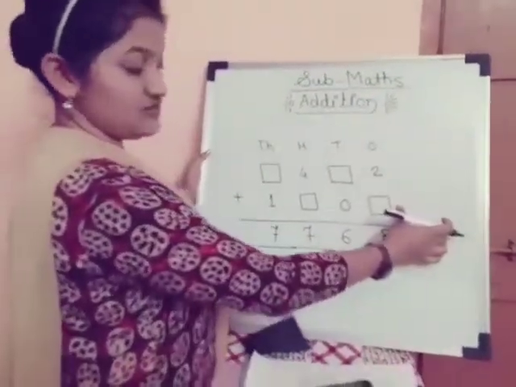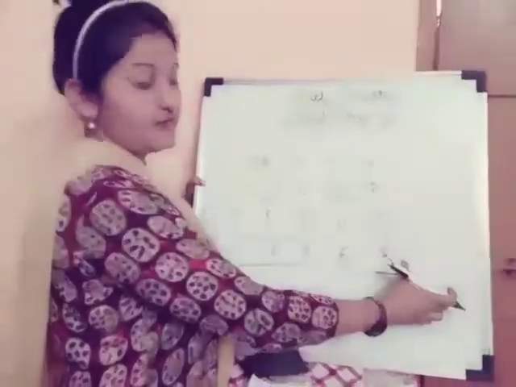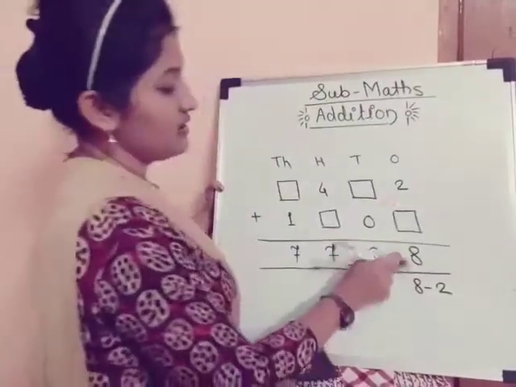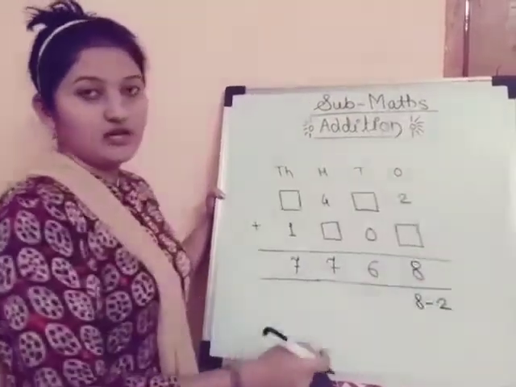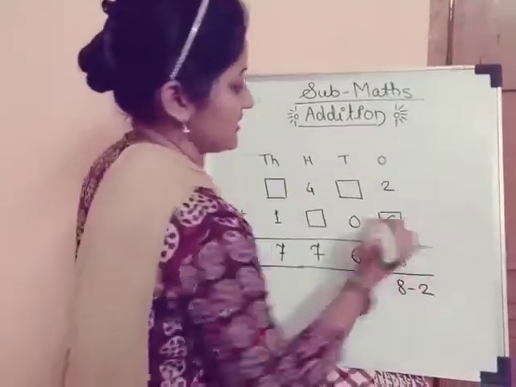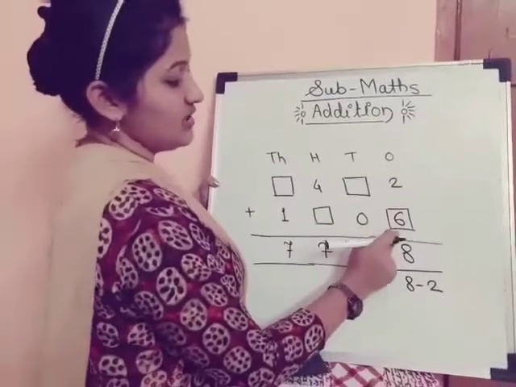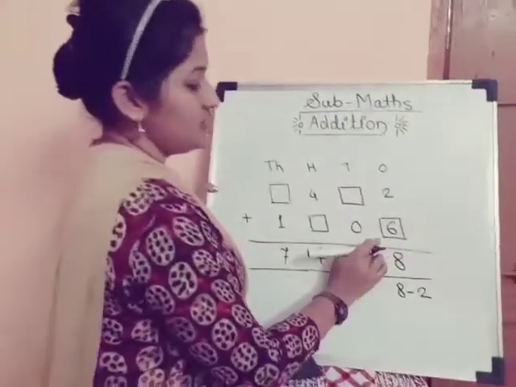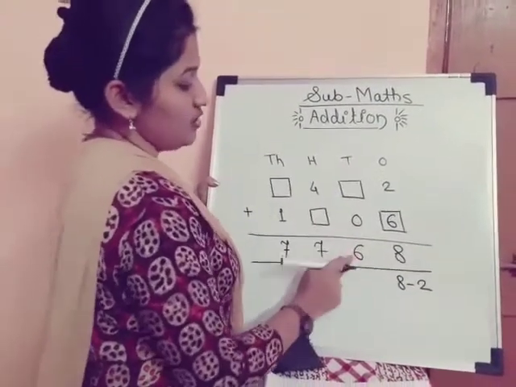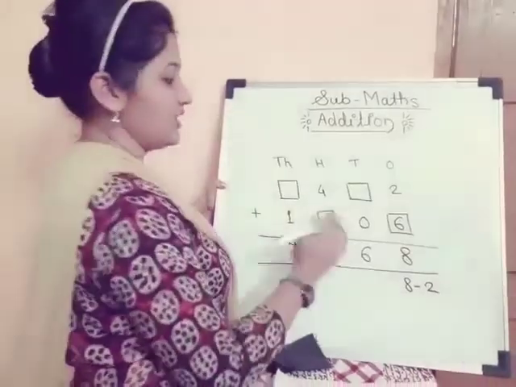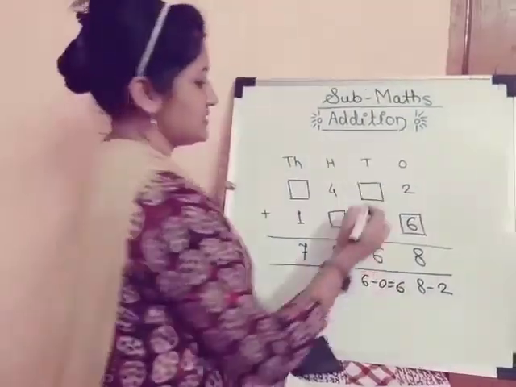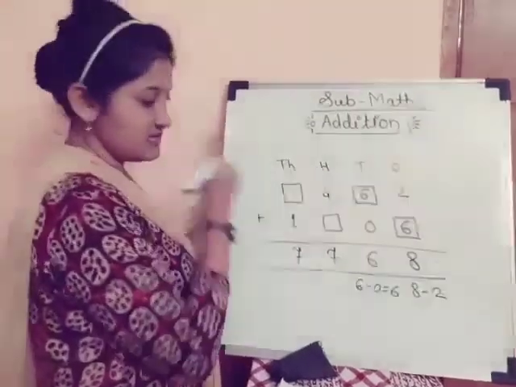2 plus which number will give you 8. In this case, what you have to do? You have to do 8 minus 2. If you subtract 2 from this 8, you will get the number which we have to write here. So 8 minus 2, 6. So you have found the first digit. Next is which number plus 0 will give you 6. Here again you have to do the same. 6 minus 0. So 6 minus 0 will be 6. So here the digit is 6.